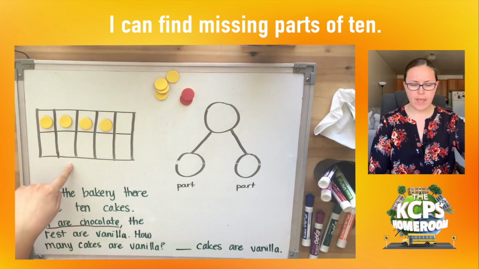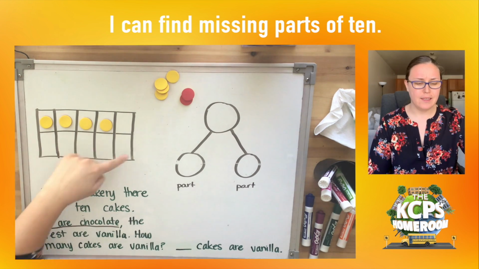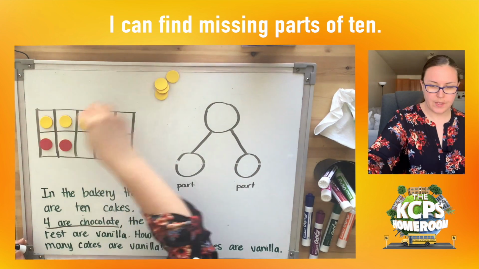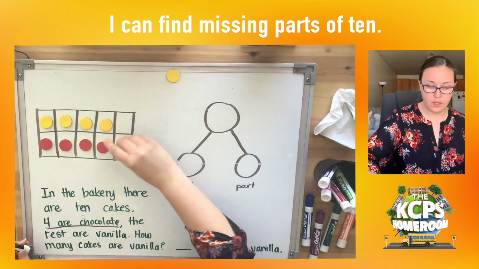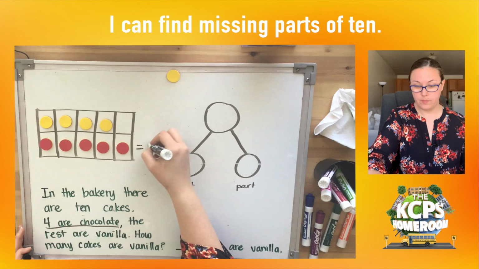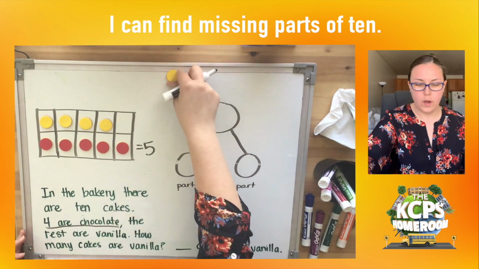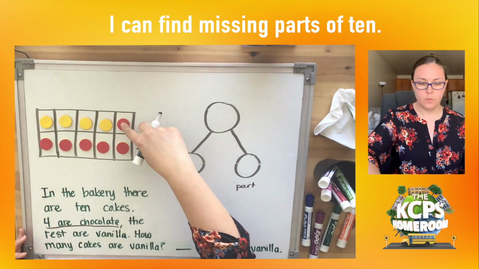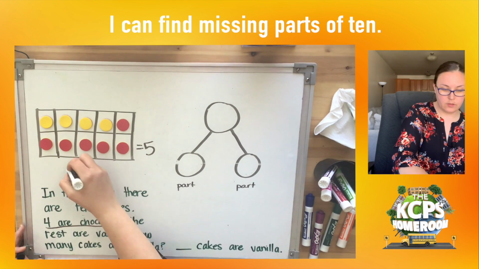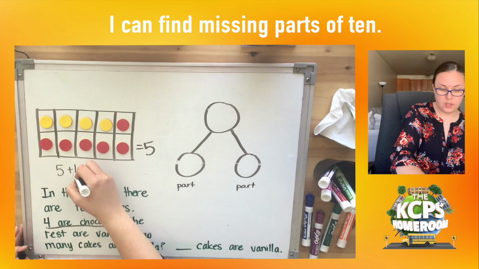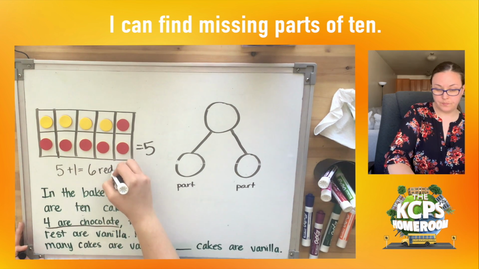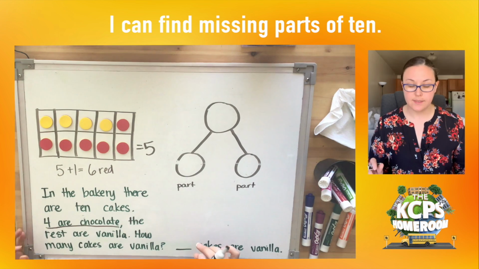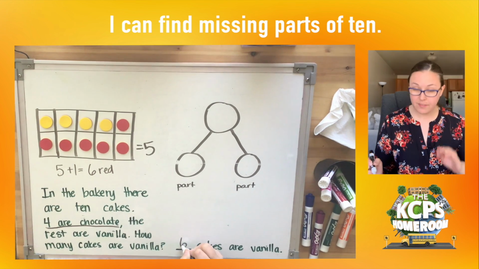Now we need to find out how many are vanilla. Can you look at our 10 frame and can you help me think about that? How many cakes are vanilla? Well, I know that if I fill in this bottom row, I have 5 cakes that are vanilla. And I don't have to count them because they're in a 10 frame. So what happens when I add 1 more? How many do I have now? 5 plus 1, that makes 6. So 5 on the bottom and 1 on the top equals 6 red counters. So we know that those 6 red counters model the missing part of our 10 cakes. That means that 6 cakes are vanilla.